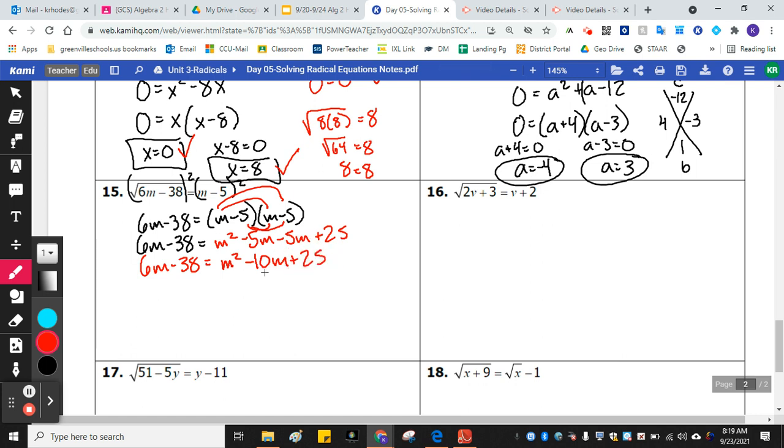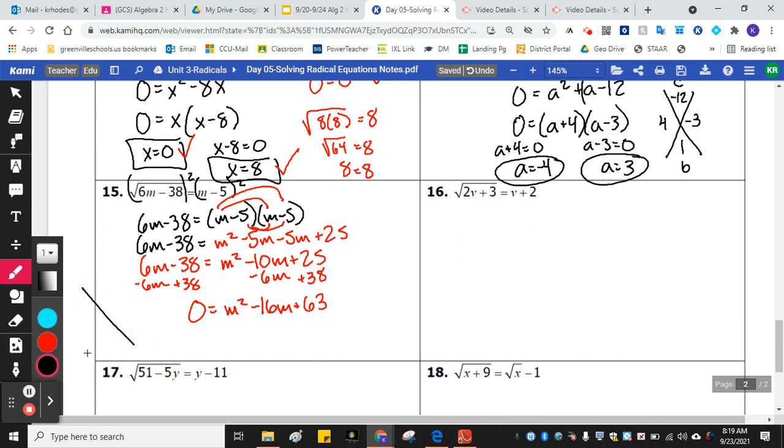Move everything to the side of m squared. So I'm going to subtract over my 6m. And I'm going to go ahead and add over my 38. So nothing's left on this side. m squared minus 16m plus 63.